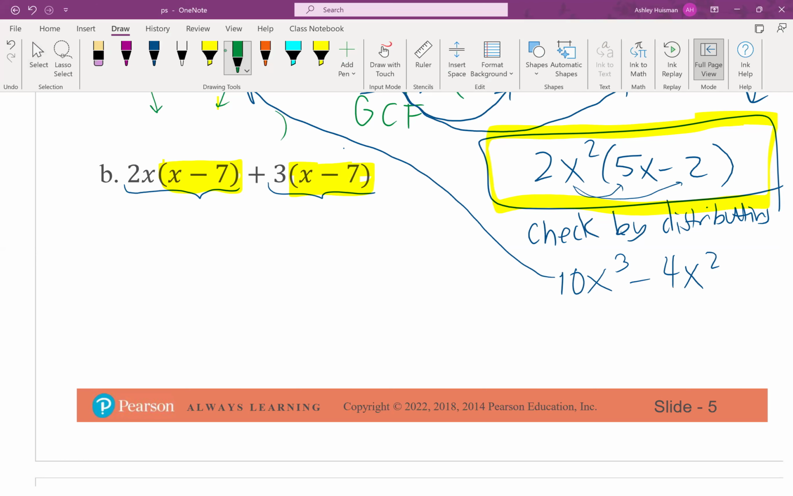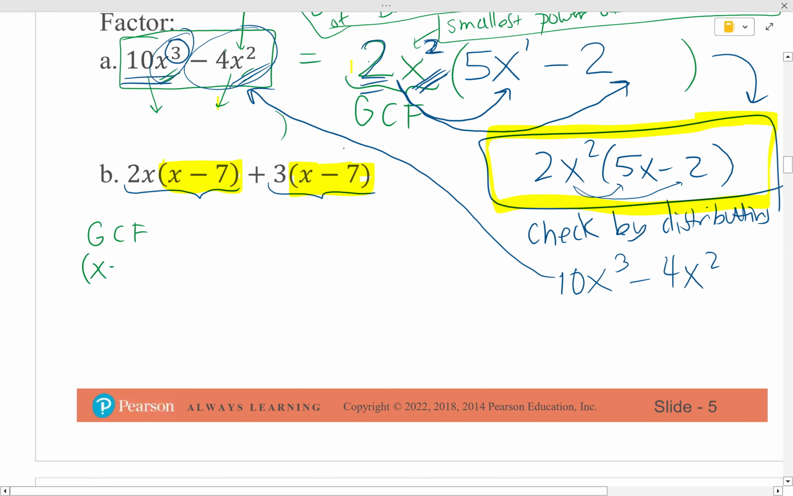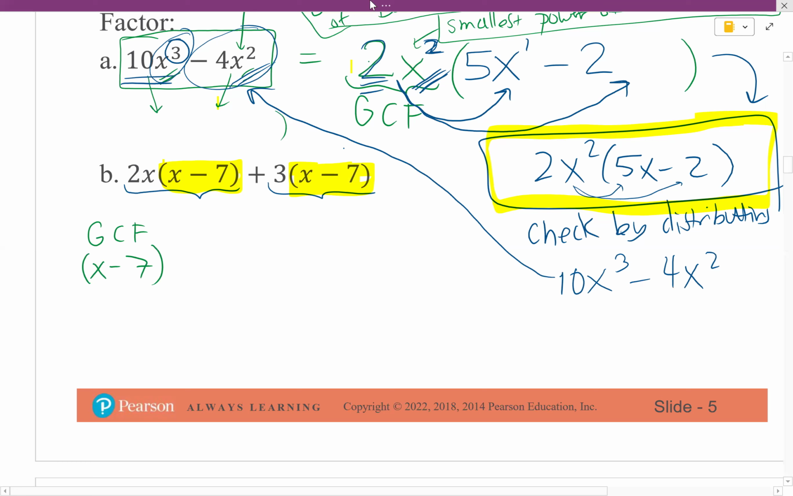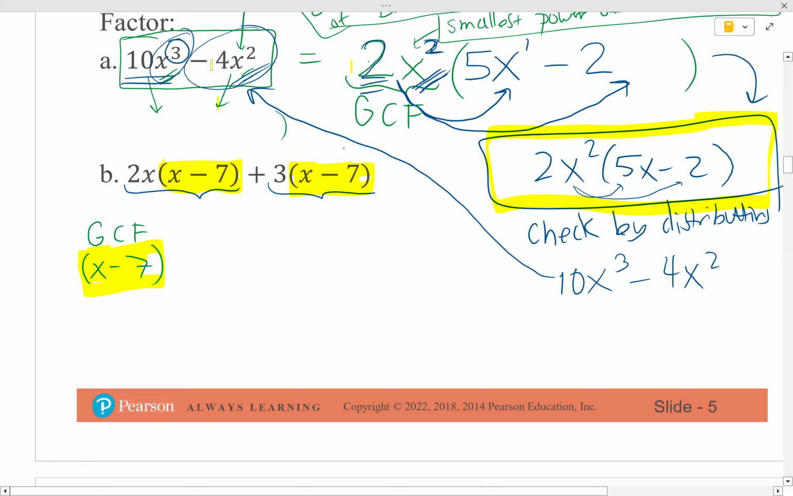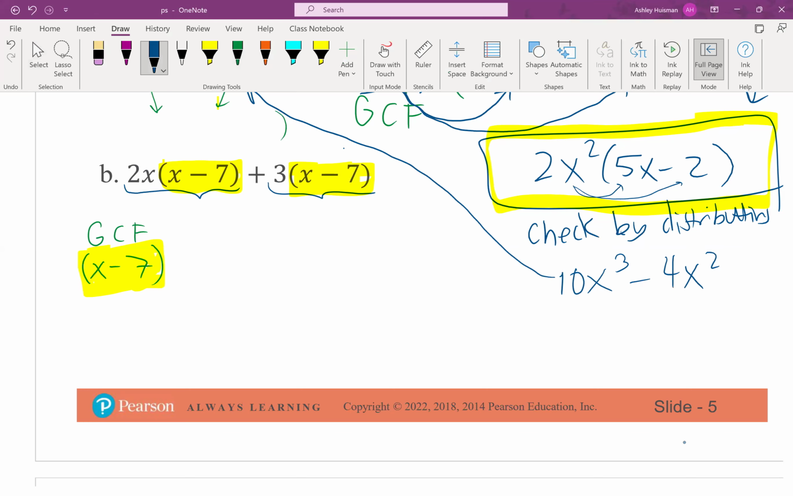The greatest common factor between them is that whole x minus 7, which seems like you can't do, but they're multiplied by it. It's 2x times that thing and then 3 times that thing, so it should work. And if I factor it out, what's left here, I guess?